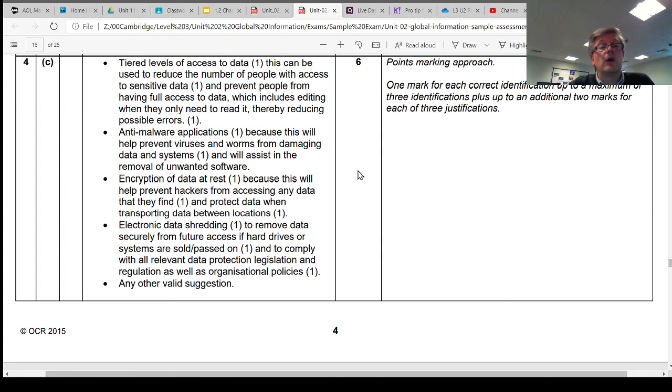You could have mentioned anti-malware applications because obviously these sit on your computer systems and they monitor any strange activity, and they try to prevent viruses and worms and trojans and ransomware from getting onto the systems, from locking up the files, from replicating themselves, corrupting the data, or bringing the systems to a grinding stop. Encryption of data at rest, you could have mentioned, because this is obviously going to prevent illegal access to the data from hackers, for example. And it helps to protect the data when you're transporting your physical device between maybe one office and another, or an office and someone's home.